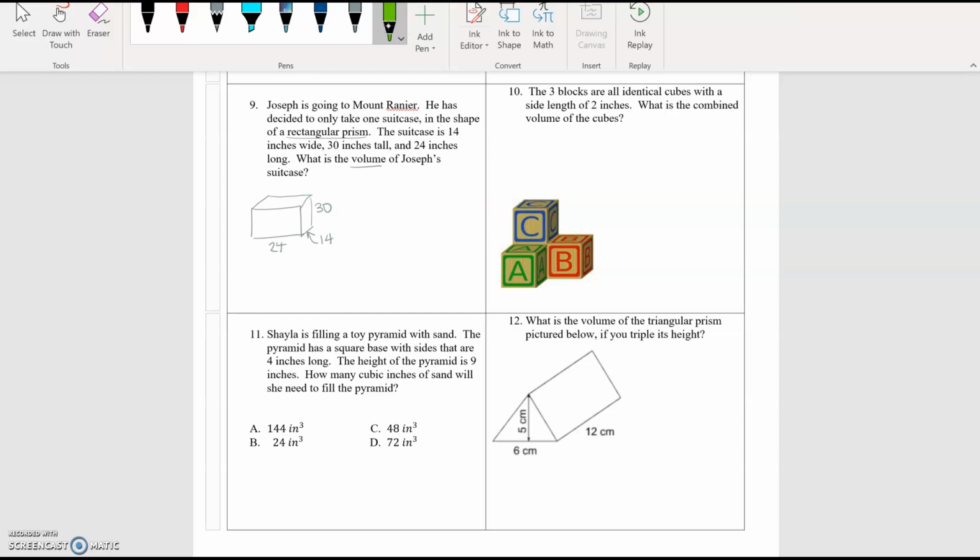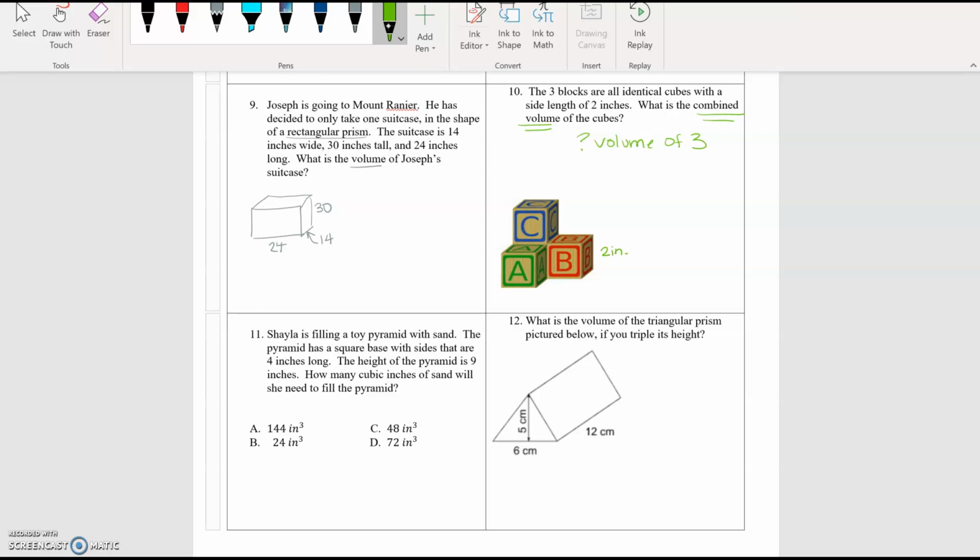Once you get to number 10, it says the 3 blocks are all identical cubes with a side length of 2 inches. So 2 inches, and it's a cube. A cube is like a perfect square. It says, what is the combined volume? So it's asking for the volume of 3 cubes, all right?